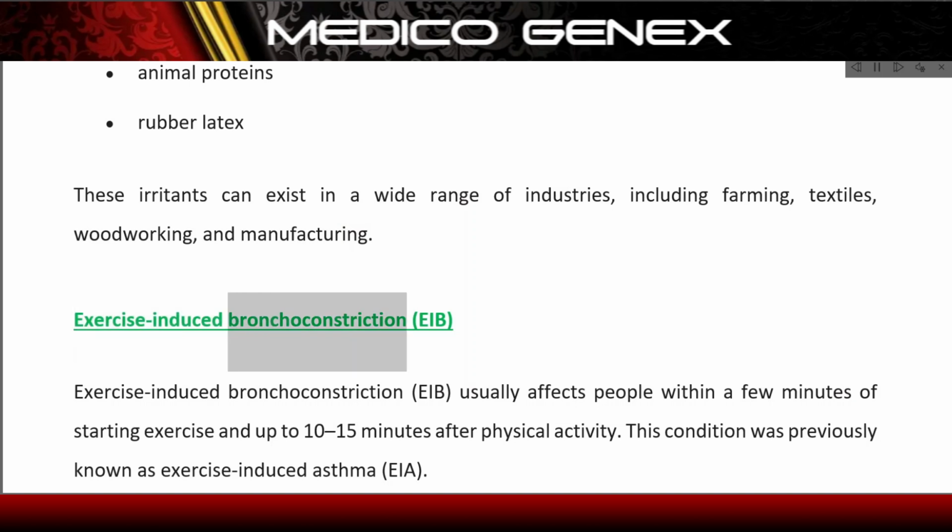Exercise-induced bronchoconstriction, EIB. Exercise-induced bronchoconstriction usually affects people within a few minutes of starting exercise and up to 10 to 15 minutes after physical activity. This condition was previously known as exercise-induced asthma, EIA.